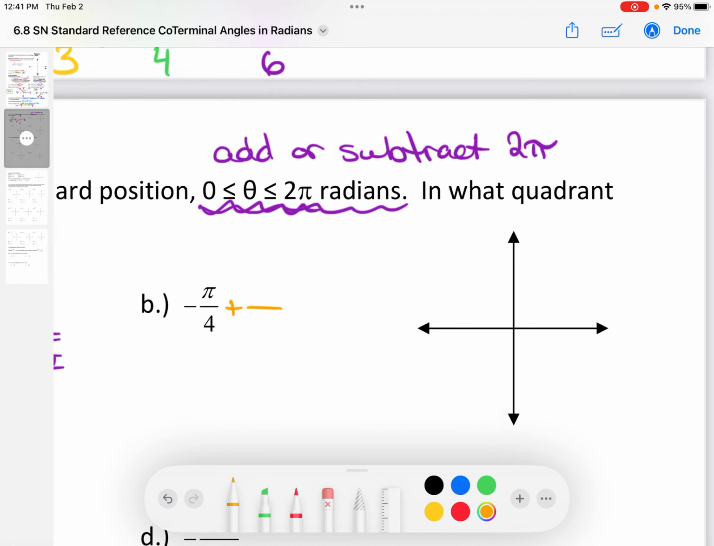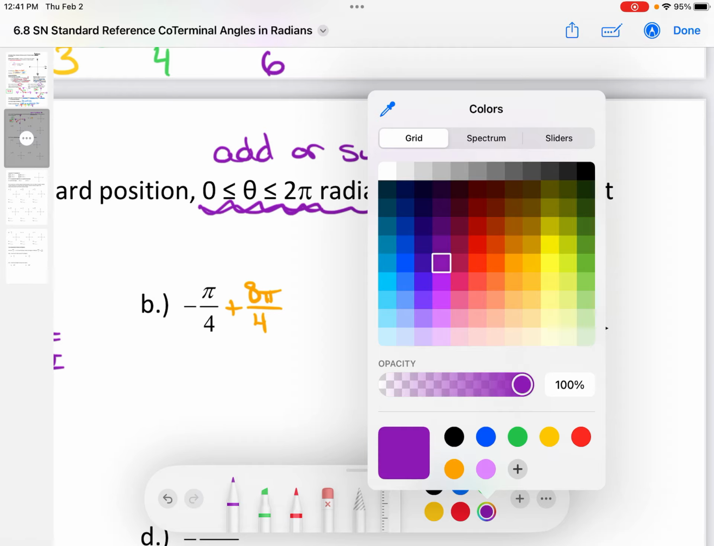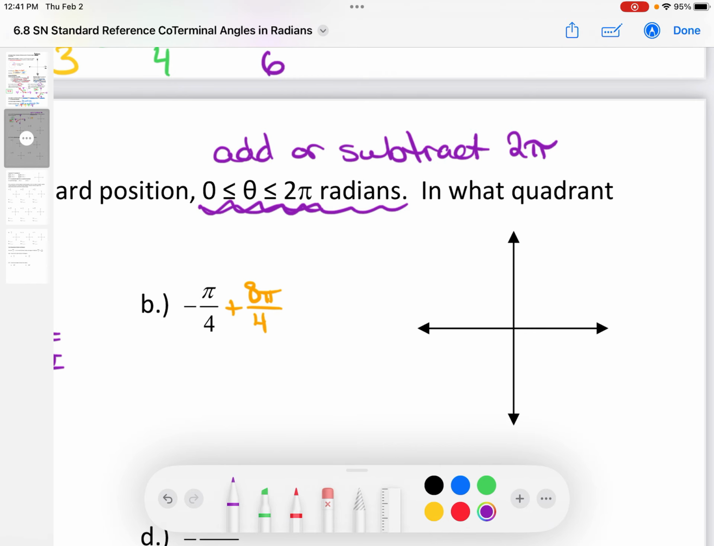2 pi, we need to add, but we need a denominator of 4 to add fractions nicely. So the equivalent of 2 pi with a denominator of 4 is 8. Yes, we just doubled that denominator. 8 pi over 4 reduces to 2. So as we are plotting this angle, negative pi over 4 plus 8 pi over 4 is 7 pi over 4. So 7 pi over 4, 7 over 4 is less than 2, so it will fit on the circle.